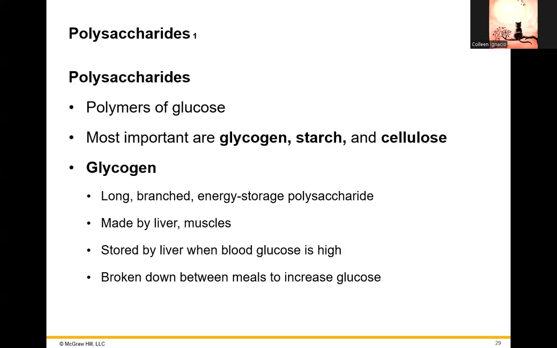Polysaccharides, poly meaning many. So these are polymers of glucose. The most important ones are glycogen, starch, and cellulose. Now, glycogen is a long branched energy storage polysaccharide. It's made by the liver and it's stored in the liver when blood glucose is high, and it's broken down between meals to increase glucose.